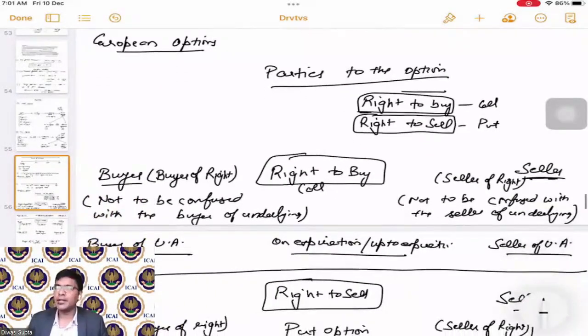Now, then we studied who the parties to the options are. We said that parties to the options are definitely different from the parties of the underlying asset, because here the sale and purchase is happening of the right, not of the underlying asset itself. Correct? So the right to buy is sold and purchased. Similarly, the right to sell in case of a put is sold and purchased. So the buyer of a right to buy is the buyer of the right and the seller is the seller of the right, because they are selling and buying the rights, not the underlying asset itself.